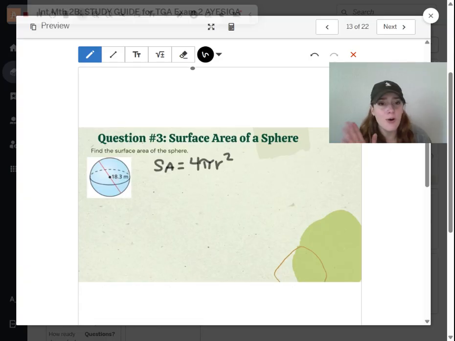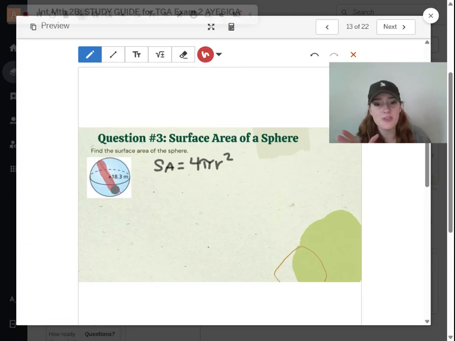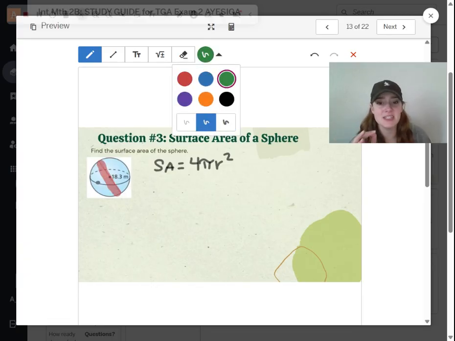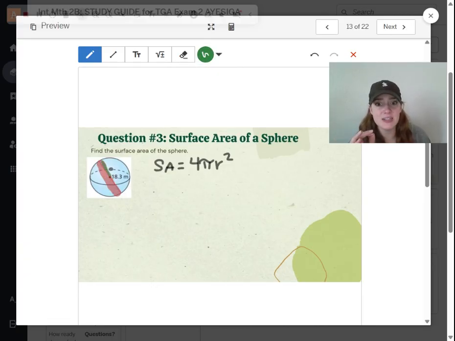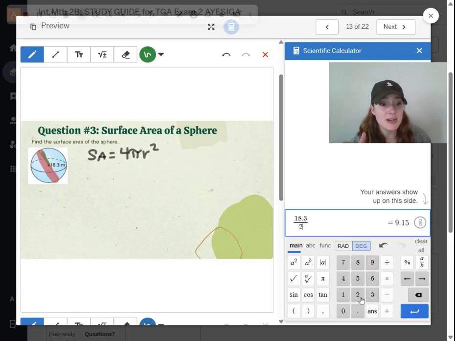And yet again, oh my goodness, they keep giving us the diameter. We're like, we don't want the diameter. We would like the radius, please. If you could, that would be so nice. But it's fine, because we know what to do. We're going to take this diameter, 18.3, and divide it by 2, so that way I can know what the radius is.